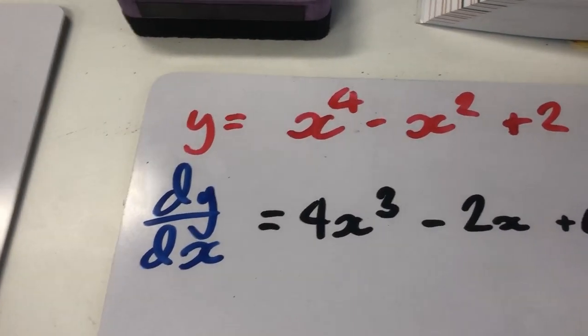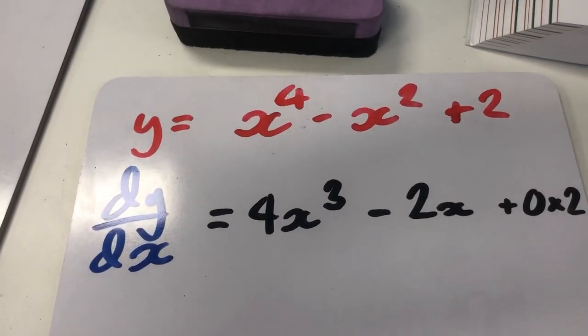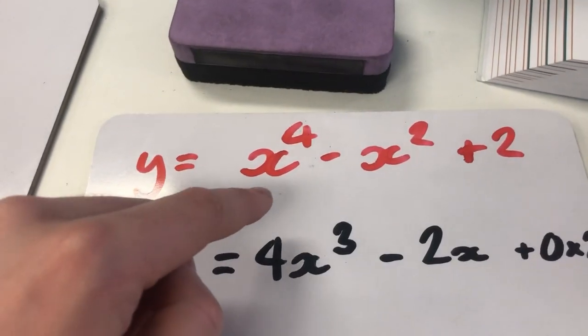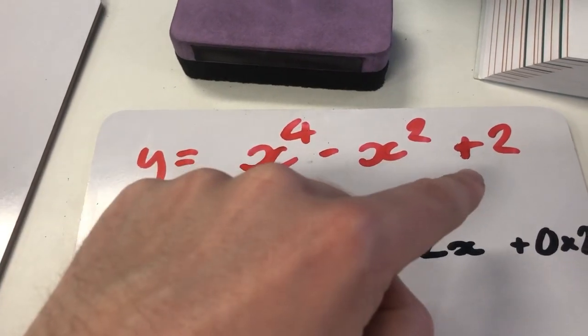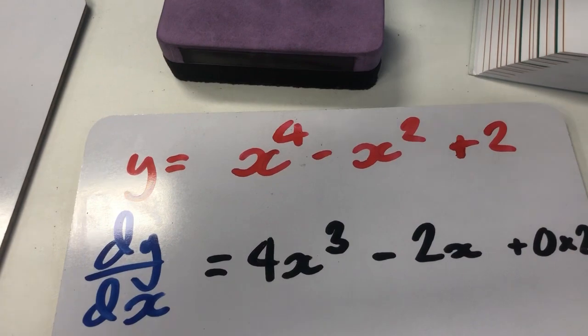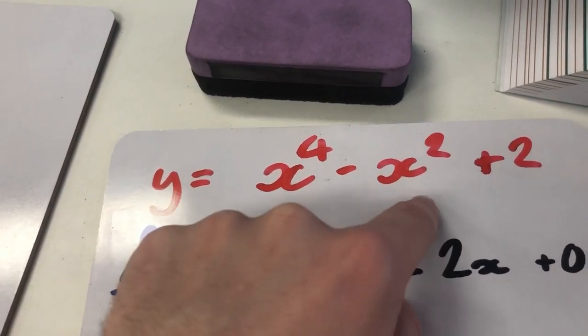Well, we can use it in lots of different ways to what we have done in the past. So up here, we're just going to be looking at y is equal to x to the power of 4 minus x squared plus 2. Now, this might look like a longer function, but we solve it exactly the same way, breaking it down into 3 smaller steps.